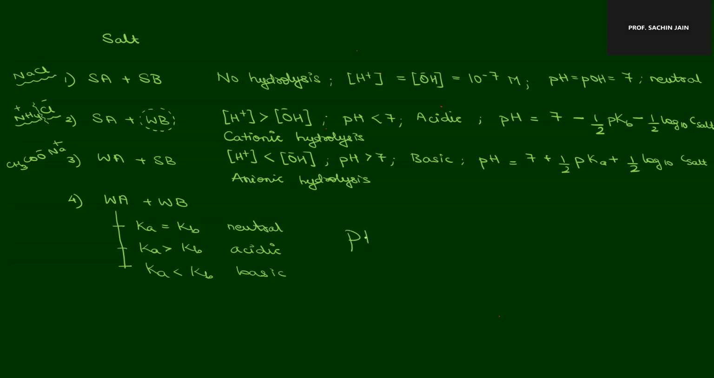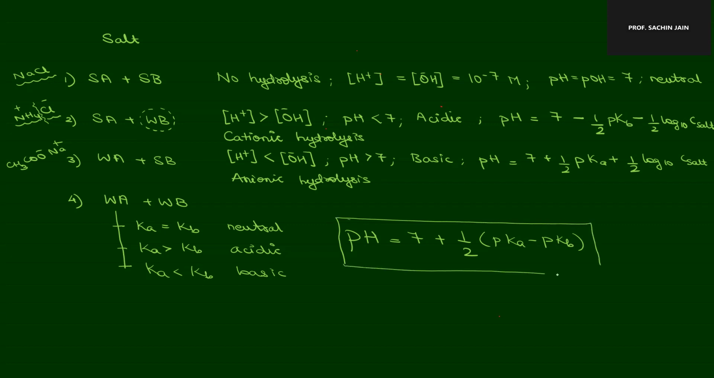Now, the formula for the pH calculation here is directly 7 plus half pKa minus pKb. Irrespective of Ka greater than Kb, the formula doesn't change. Remember this, important. It's 7 plus half of pKa minus pKb. Now, if you analyze the 3 cases, when Ka equals Kb, pKa equals pKb. In that case, pH will be equal to 7.